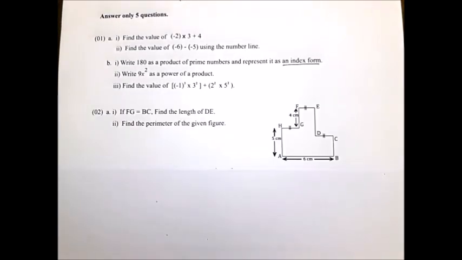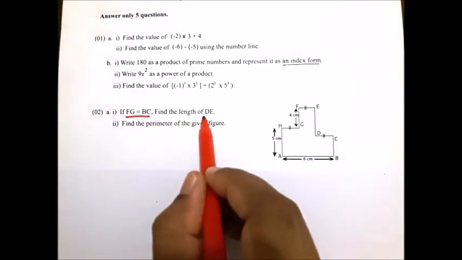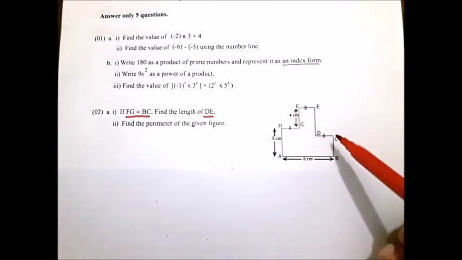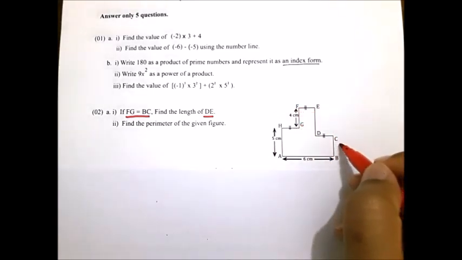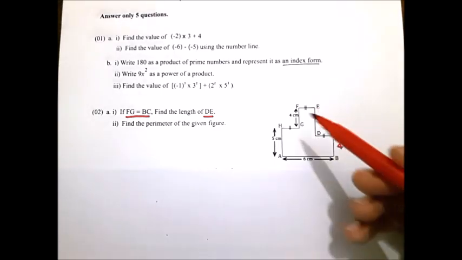Let's start second question. If FG equal BC, find the length of DE. FG is 4 cm. It is equal to BC. BC is also 4 cm. Find the length of DE.